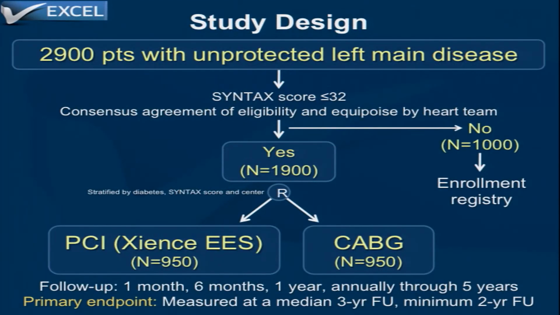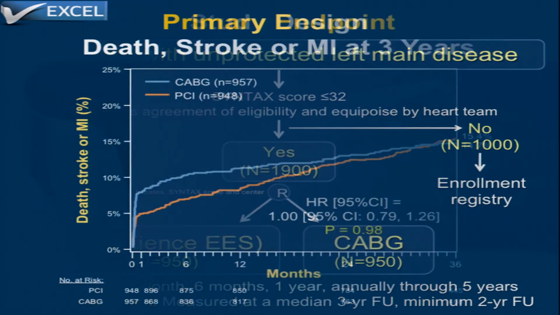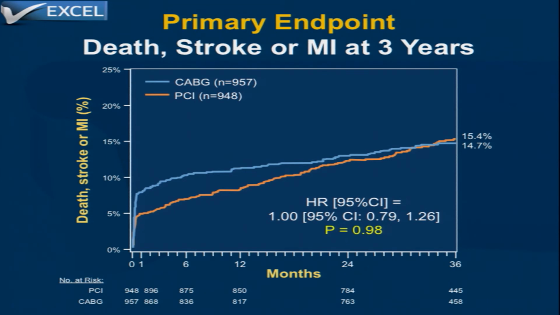So then we said, well, let's create a study design which uses the current generation stent, and that was called EXCEL. So EXCEL was again unprotected left main disease. Without going into too much detail, half of those patients, about 1,000, went to PCI, half of them went to CABG. And the primary endpoint of death, stroke, and MI at 3 years, not at 1 year, but 3 years, as you can see, is no different.